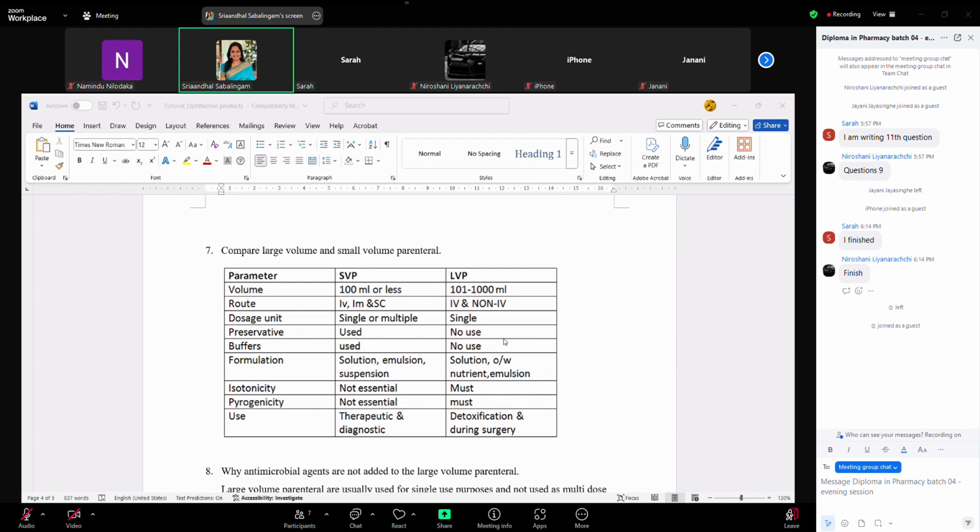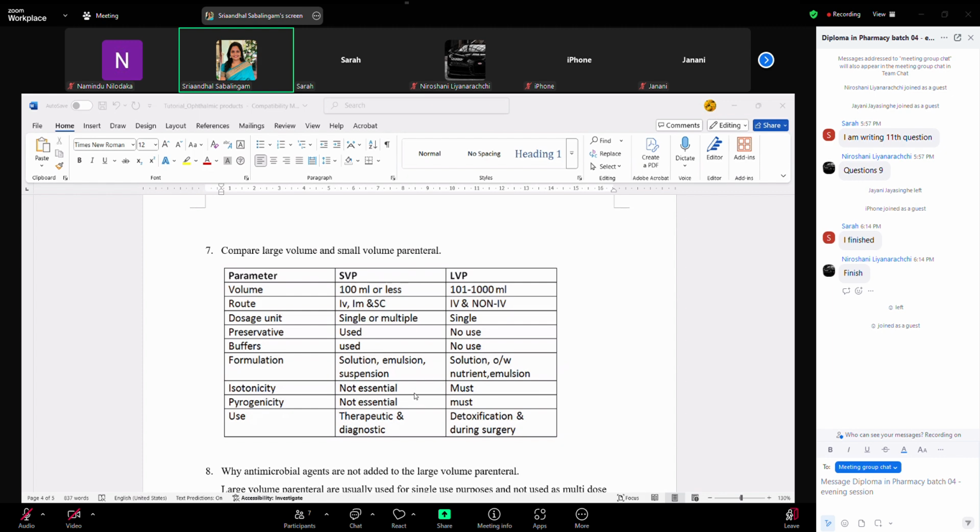Buffers are not required for a large volume parenteral, right? Because what we give is normal saline or dextrose solution, so they are always at a neutral pH. But for small volume parenterals, yes, buffers are used. And in formulation, both can be prepared in solution or emulsion form.